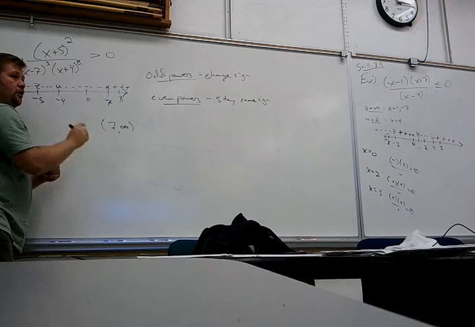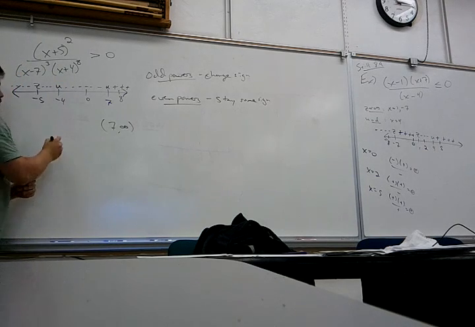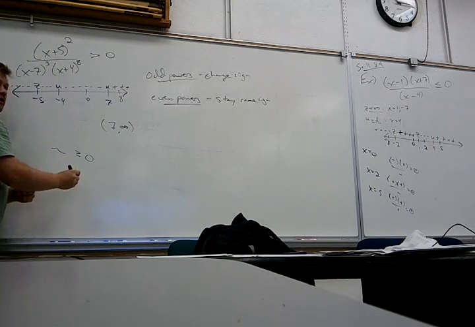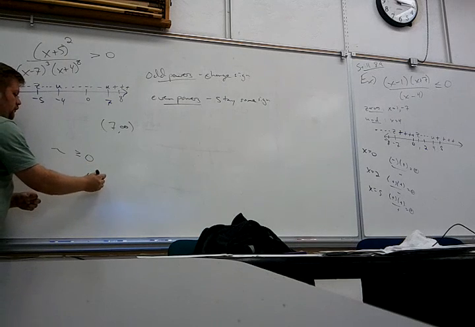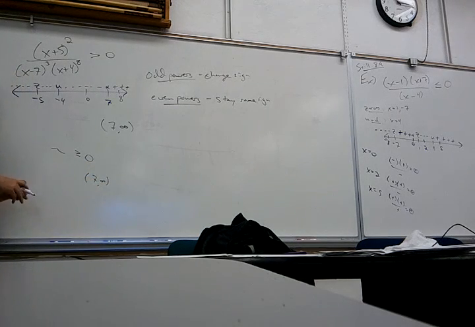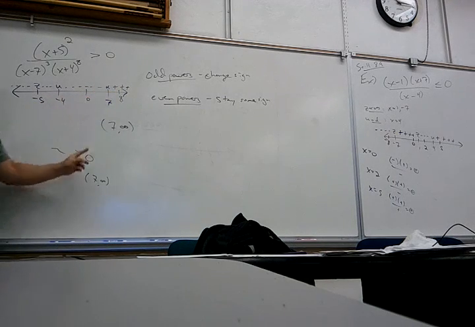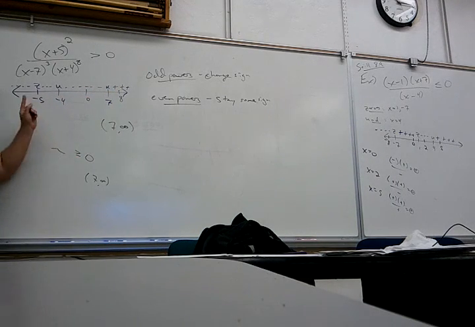Cool. Now, here's the evil part. If I would have said greater than or equal to 0, the answer would have been 7 to infinity, but you'd have to include something a little weird. That's the only place it's positive, right? But if I would have said greater than or equal to, where else is it equal to 0? Negative 5.